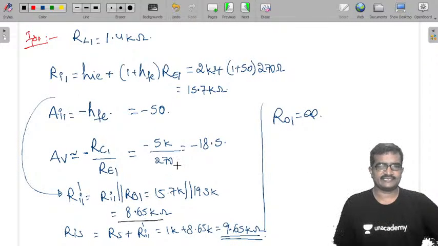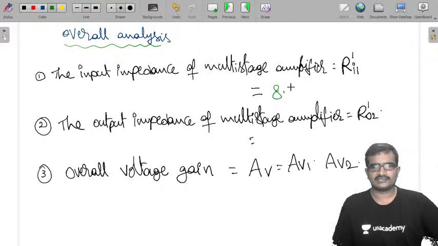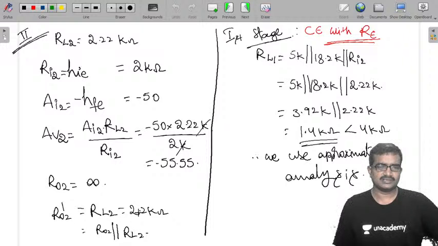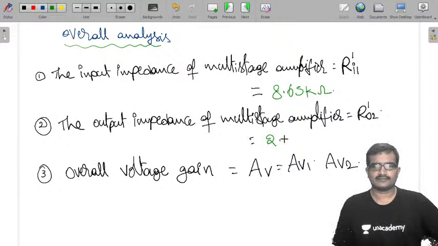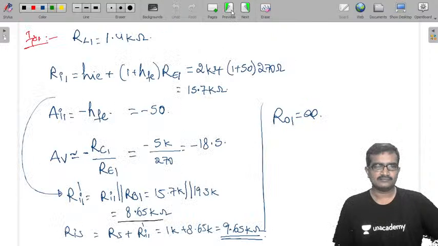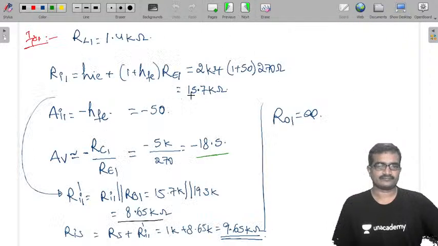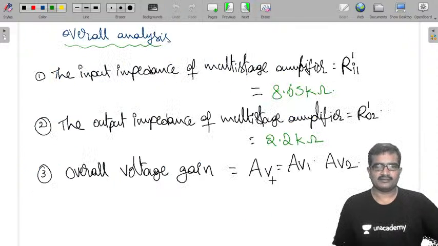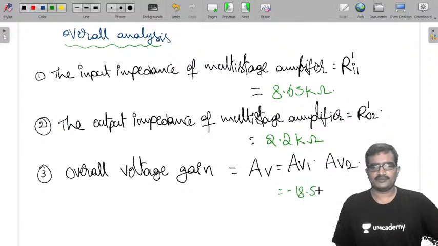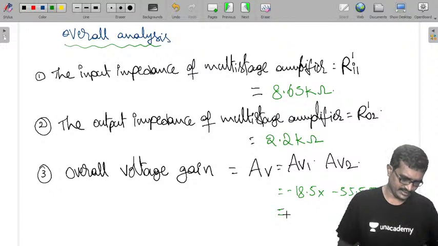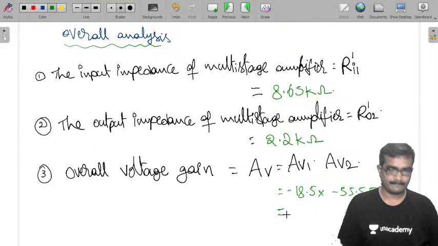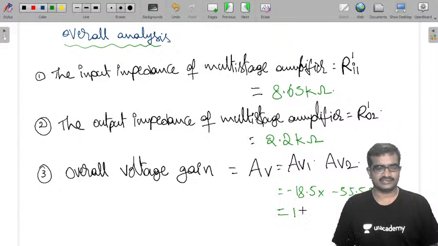RI1 dash is 8.65 kilo ohms. Next, R02 dash, which is 2.2 kilo ohms. Overall voltage gain, first gain into second gain. It is minus 18.5, second one is minus 55.55. Minus 18.5 into minus 55.55, that is 18.5 into 55.55, that is 1027.6. That is the overall voltage gain.